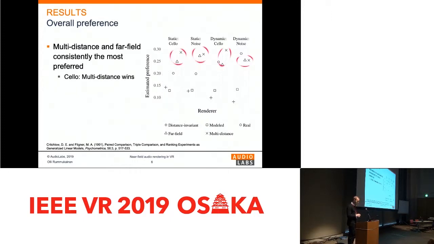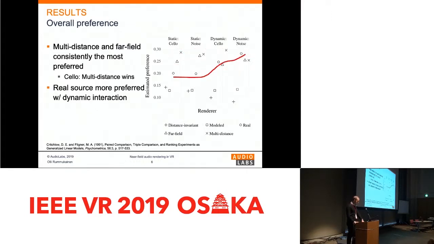Next, I'm not going to go through everything. I'll just point out some key factors here. So first of all, we can say that the multi-distance measured HRTFs and only far-field measured HRTFs were consistently the most preferred in all of the scenes. So actually the 4 different scenes are here. First the static scenes with cello and noise, and then the dynamic scenes with the cello and noise. So that's why we have 4 panels. And then a small difference was found with the cello sample. There the multi-distance measured HRTFs actually slightly won over the far-field condition.